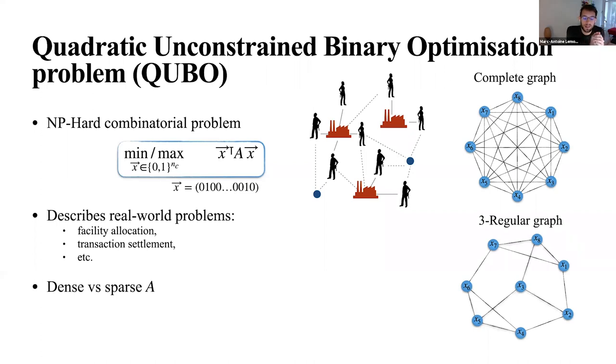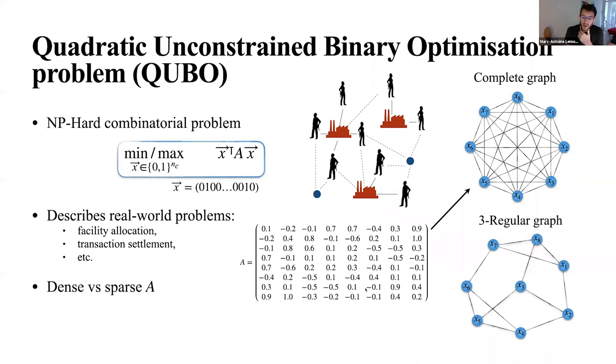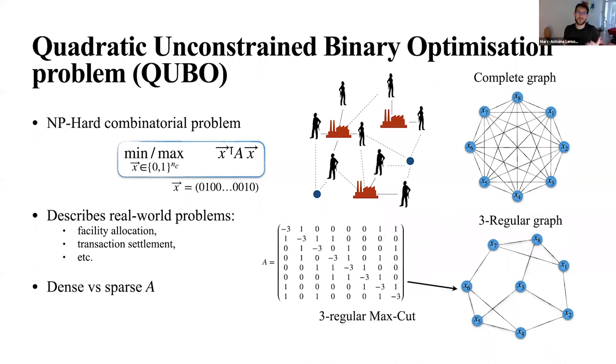So we're gonna map every QUBO problem on a graph. Okay, so for example, here every classical variable, 0 and 1s in my problem would be represented by a node, so these blue dots, and those lines, the edges will represent non-zero elements in the A matrix. So for example, a dense matrix where all the elements are non-zero would be mapped on a complete graph where you have all the lines. And in contrast, if you have a sparse matrix with a lot of zeros, then you end up with this graph where only a few edges are present.